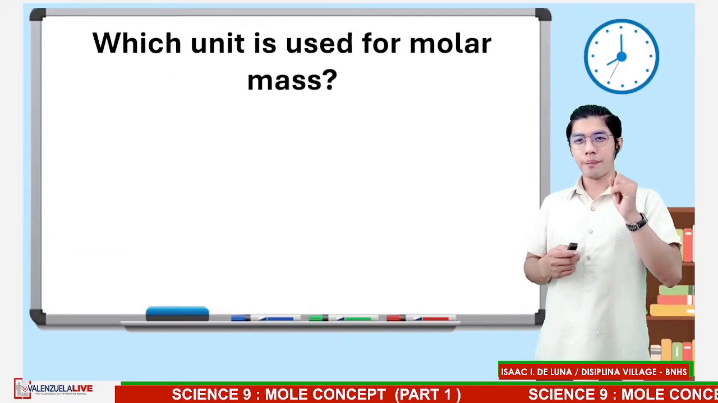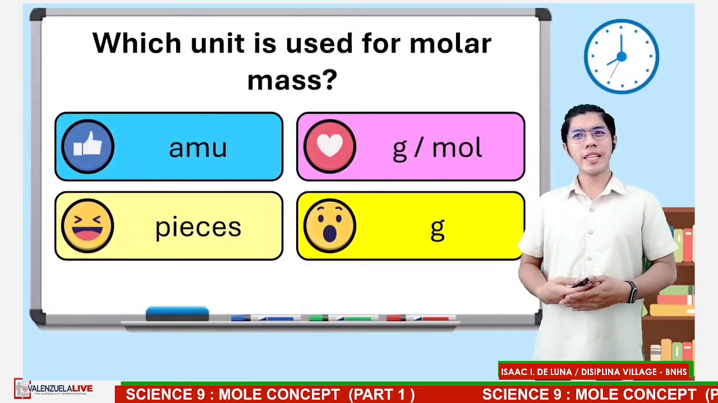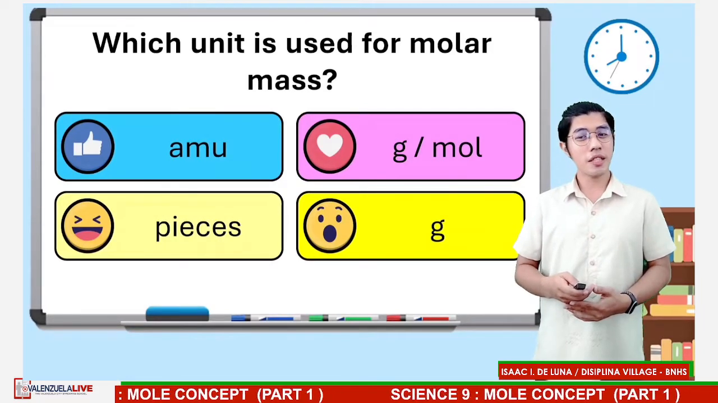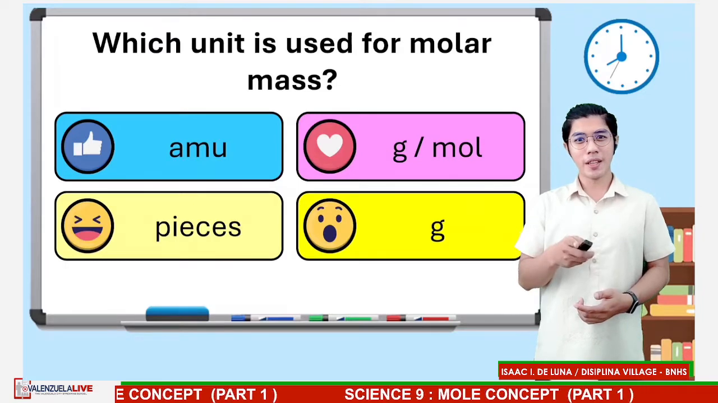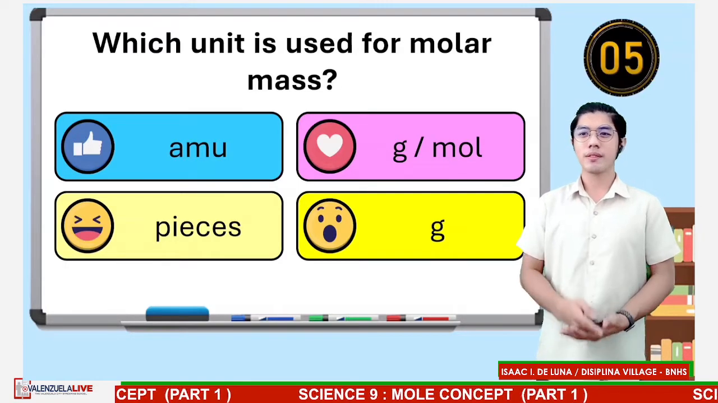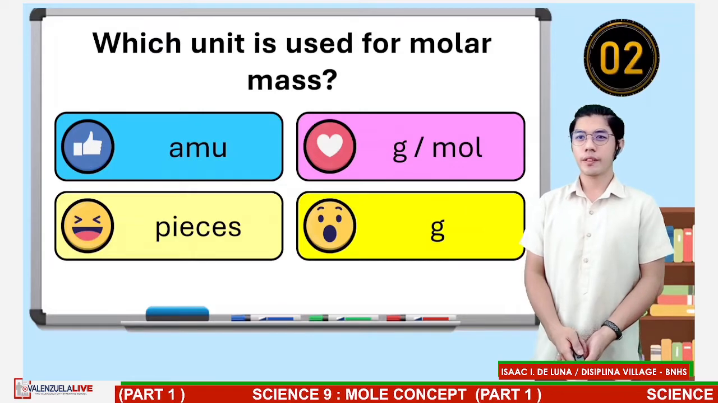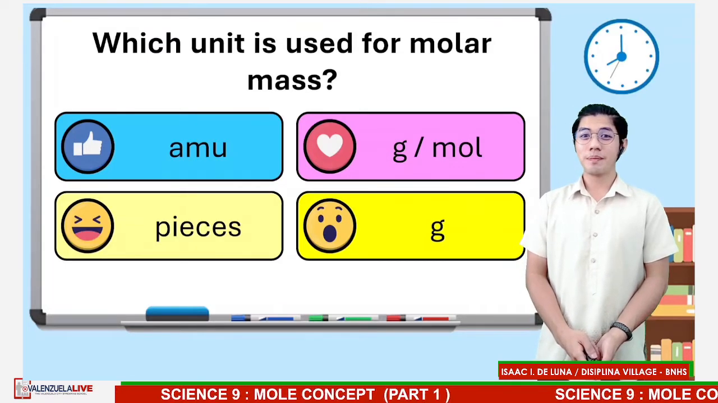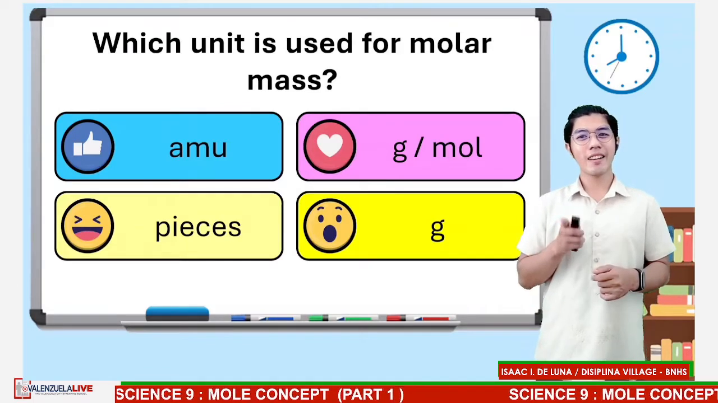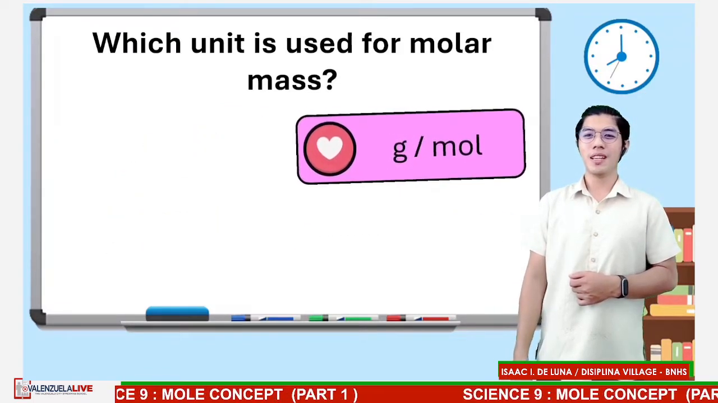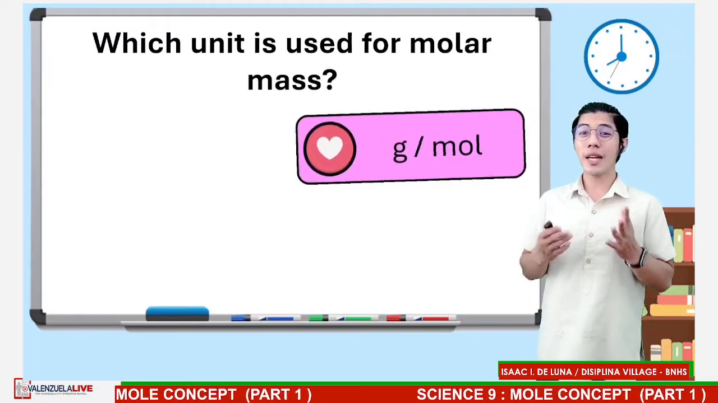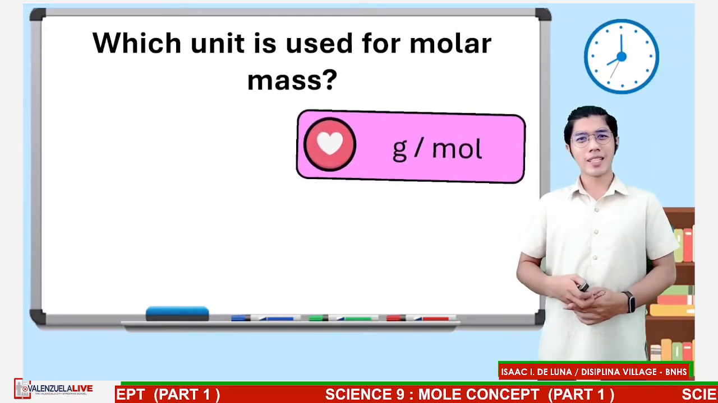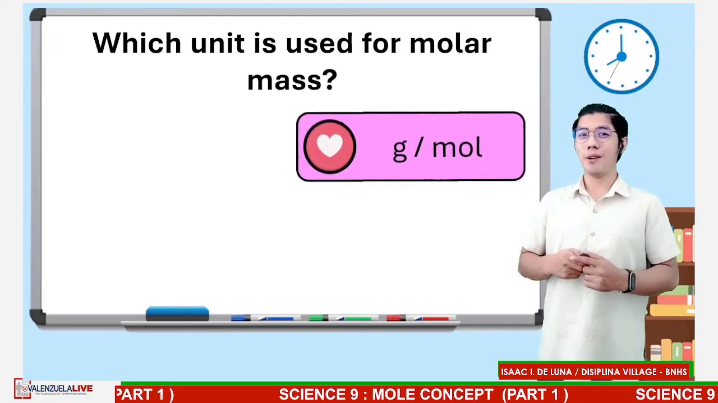Question number 3. Which unit is used for molar mass? 5 seconds to key in your answer. Timer starts now. Time's up. The correct answer is grams per mole. Good job, students. That's already 3 in a row. Let's continue to the next question and keep the ball rolling.